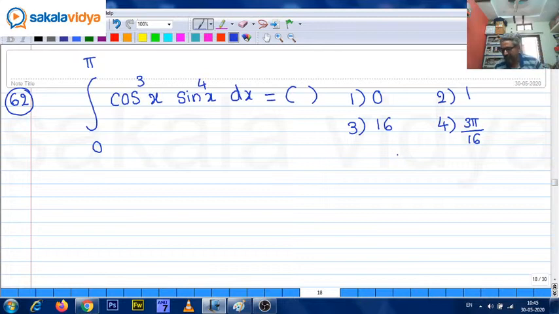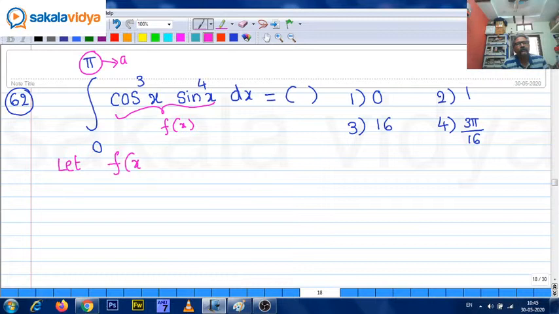Even in the sin x to the power of m, cos x to the power of n dx form, the upper limit must be pi by 2. So in this case also we need to check f of a minus x. Let us say this is the f of x function, and this will be a. So let f of x equal cos cube x sin x to the power of 4.